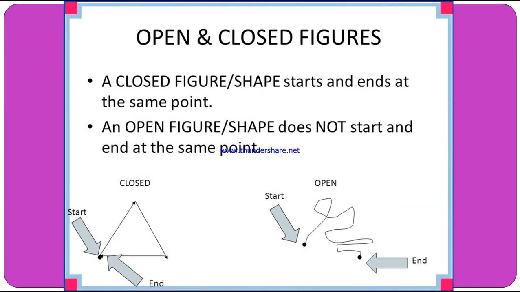Open and closed figure. Open and closed curve. A closed curve starts and ends at the same point. See, look at this closed curve. You start to draw the shape like this and you finish here. So a closed curve starts and ends at the same point. An open curve does not start and end at the same point. You start from here, you draw this and you end at another point. So in an open figure, the starting and ending points will be different.